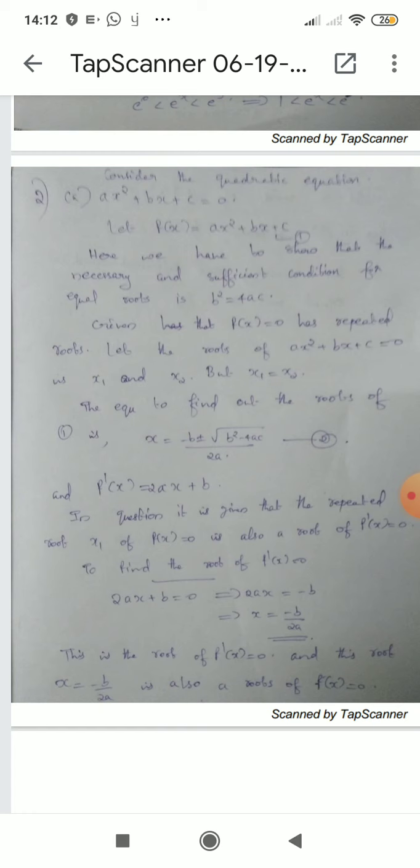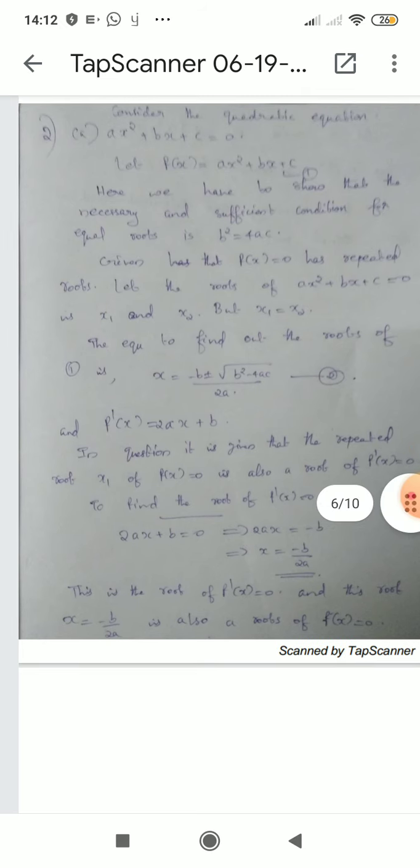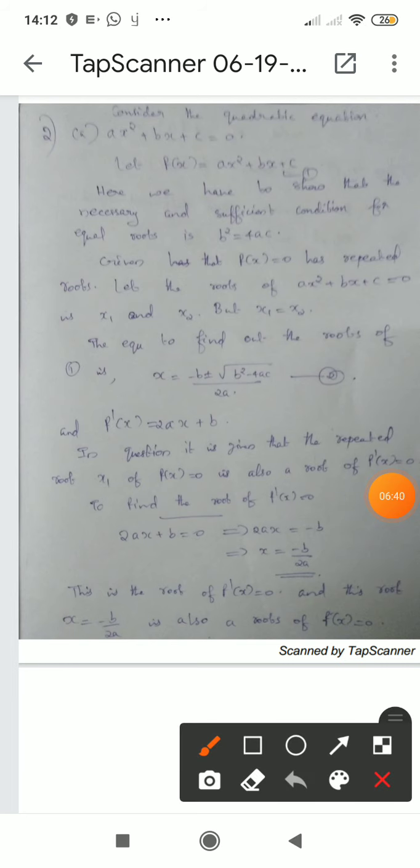So, in order to find the root, we have to put the right side equal to 0. In order to find the root of f dash of x equal to 0, we put 2ax plus b equal to 0. If 2ax plus b equal to 0, then what is 2ax? 2ax is equal to minus b. And what is x? x is equal to minus b by 2a.